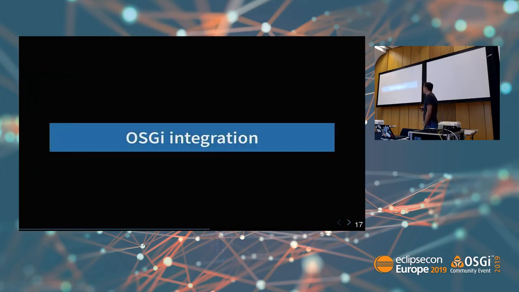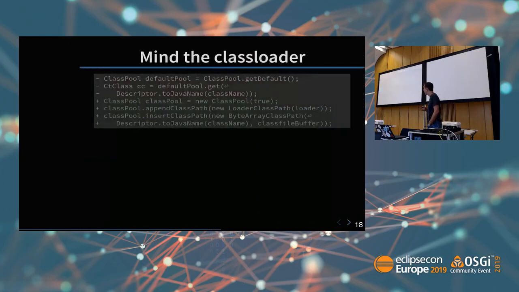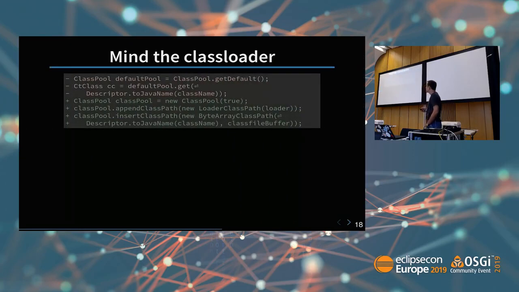Now, here's, yeah, will it blend? Yes, OSGi and Java agents do blend with some caveats, so not everything works just fine. Of course, you need to be class loader aware. That's the first thing you will run into if you create a Java agent in a more or less naive way. So the old code just uses a default class pool.